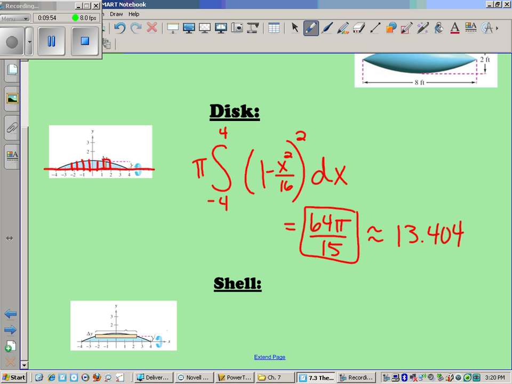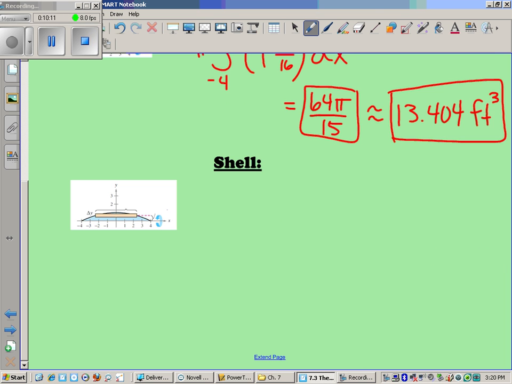When we do volume, volume is in what units? Well, in this case, they labeled it feet, but it's feet what? Volume should be in feet cubed. Okay, so this would be our volume of our pontoon. Okay, that's for disk method. What if we tried to do the same problem, but this time with shell method? Okay, we're doing the same axis of revolution.